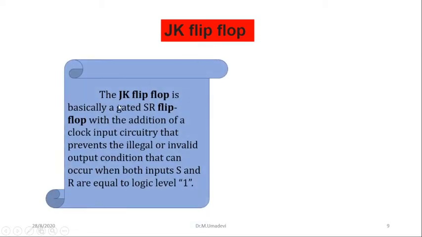So what is JK flip-flop? JK flip-flop is basically a gated SR flip-flop with the addition of clock input circuitry that prevents the illegal or invalid output condition that can occur when both inputs S and R are equal to logic level 1 in SR flip-flop. So that means in SR flip-flop, when S = R = 1, the output condition will be invalid and that problem will be rectified with the help of this JK flip-flop. So the JK flip-flop is basically called a gated SR flip-flop.